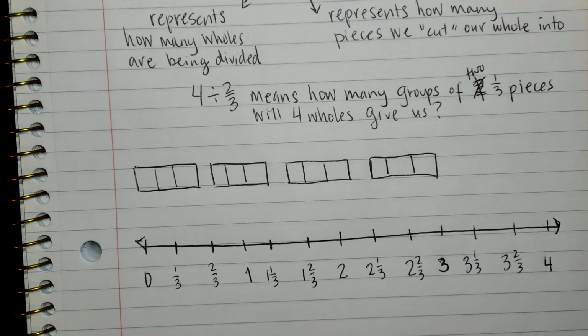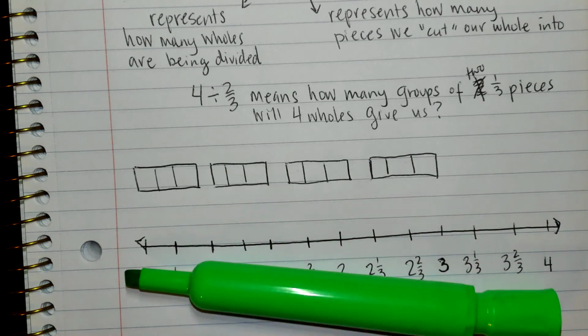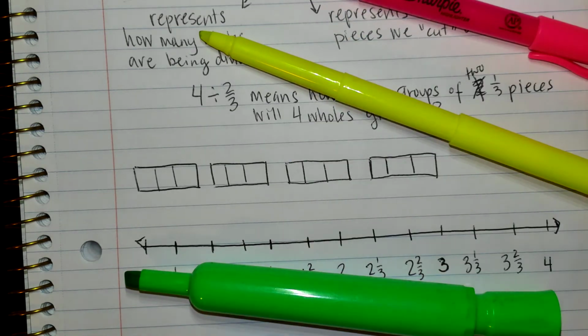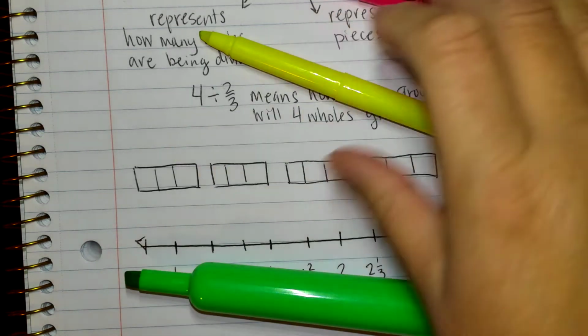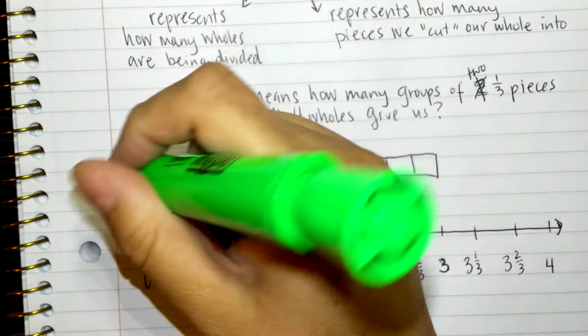So now that we have everything cut, I'm going to use my highlighters or my colors to make groups of 2 1/3 pieces. So this is helpful for me to take my caps off my highlighters first. And if you only have one color, you just do every other one, but since I have a couple different colors, I'm going to use a couple different colors. So I'm going to start with my bar model.